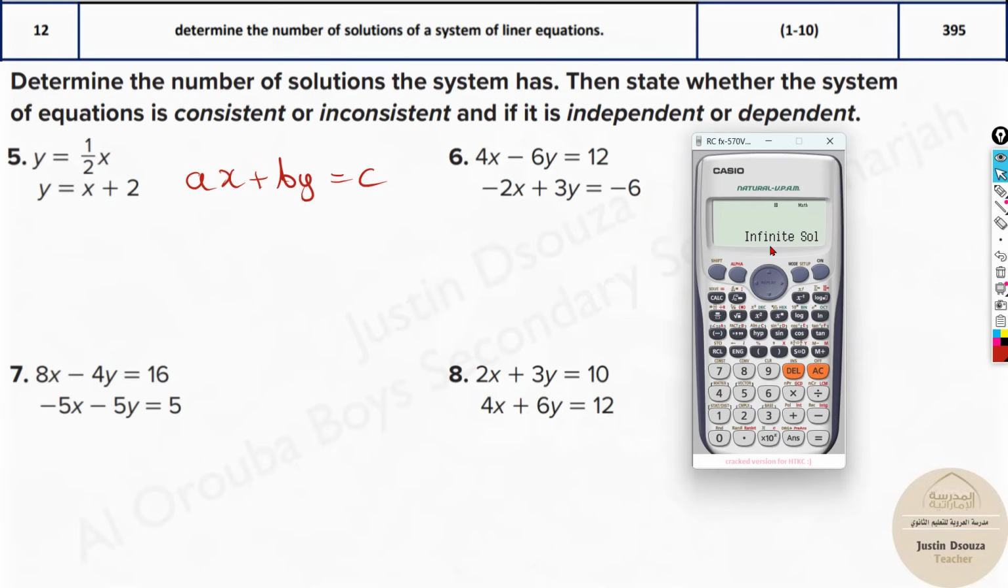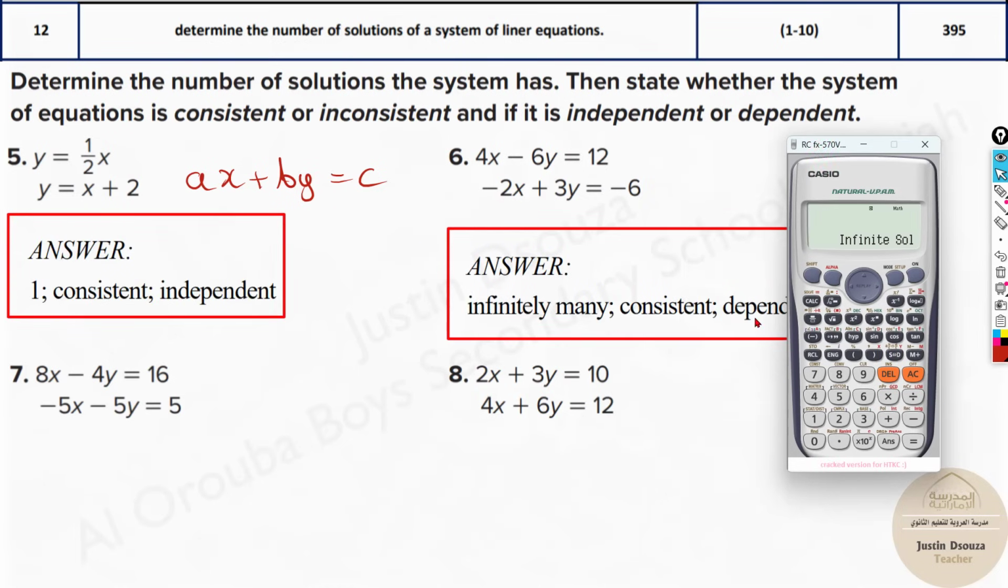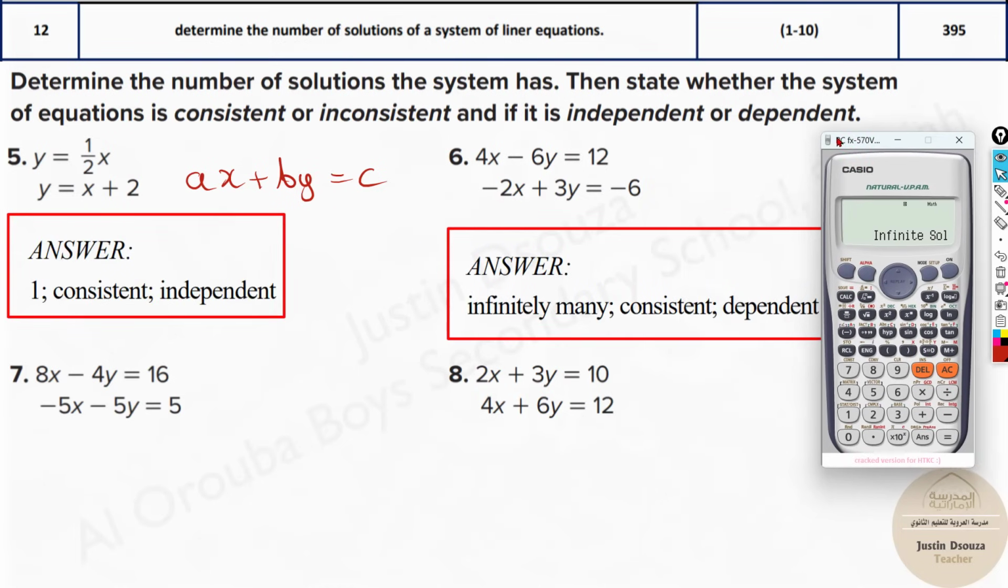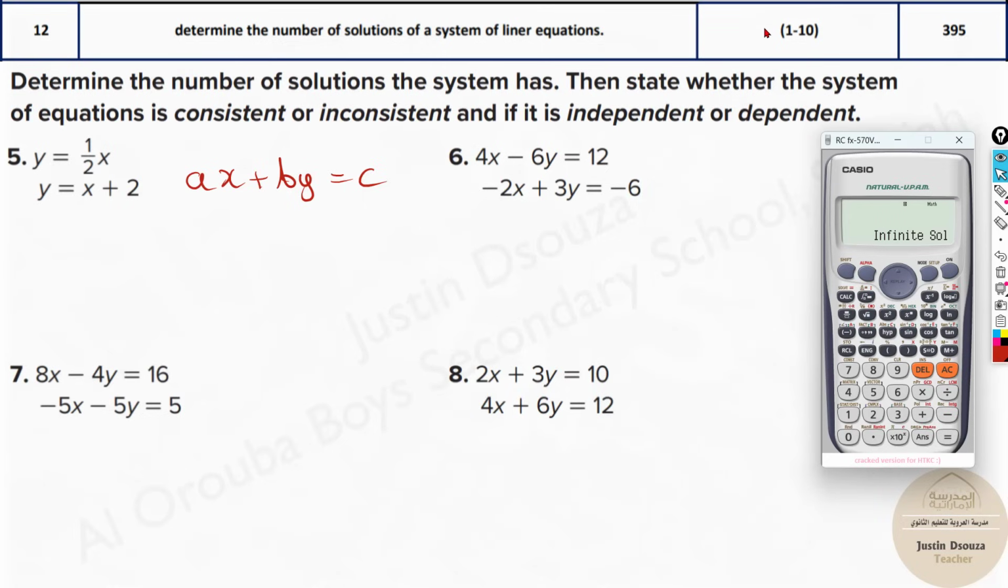So the answer over here is infinite solution. But majority of your calculators will not give you this directly. If you have the latest model, yes, you get infinite solution. You can just tell over here the answer is infinite solutions. So it is consistent and dependent. But what if your calculator doesn't show you this and just gives a math error? Then in such cases, you need to simplify these equations.